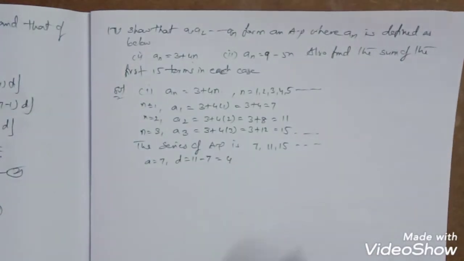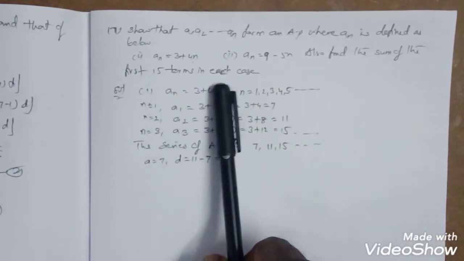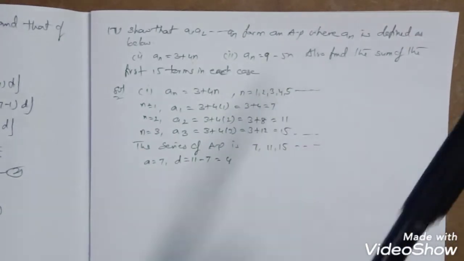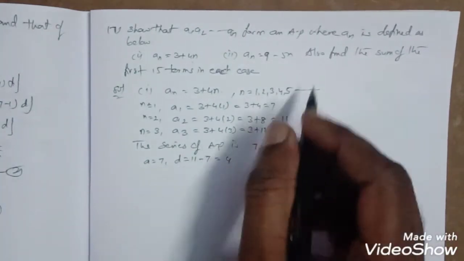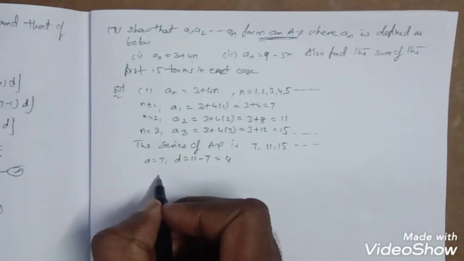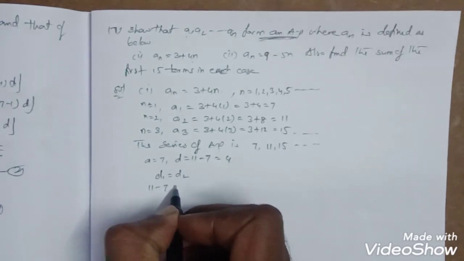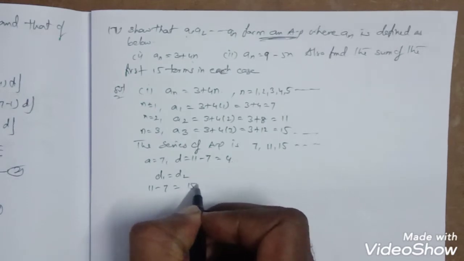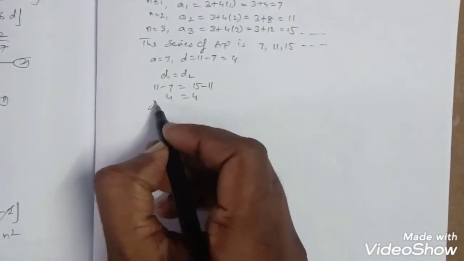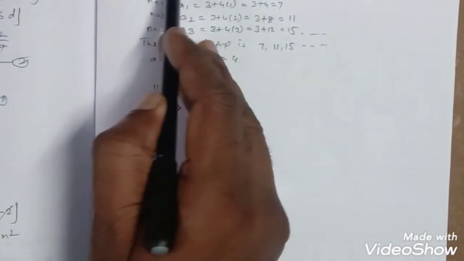Now after getting the values of a and d, you have to find the sum of 15 terms in each case, right? But first you have to show that a1, a2, an form an arithmetic progression. To show it is an arithmetic progression, we have to show d1 is equal to d2. So already here d1 is nothing but 11 minus 7, which is equal to d2, given as 15 minus 11. So here 4 is equal to 4. So we can say it is an arithmetic progression. Now if it is an arithmetic progression, you have to find the sum of 15 terms, right?